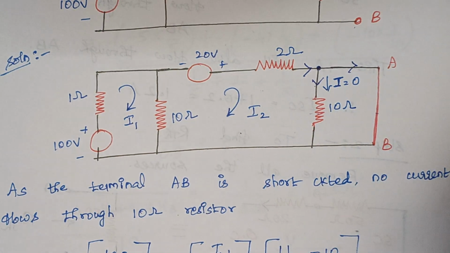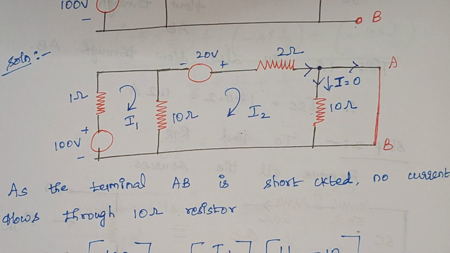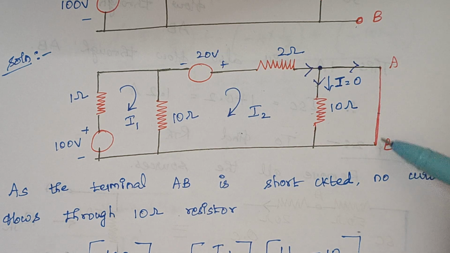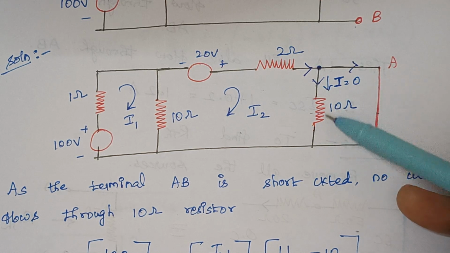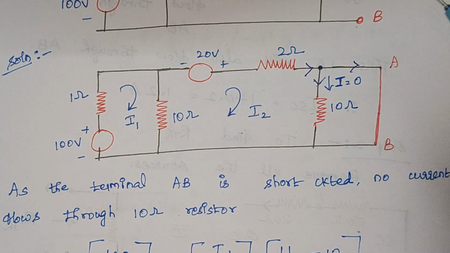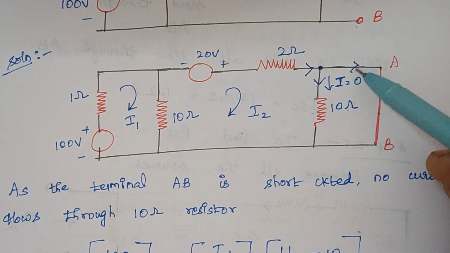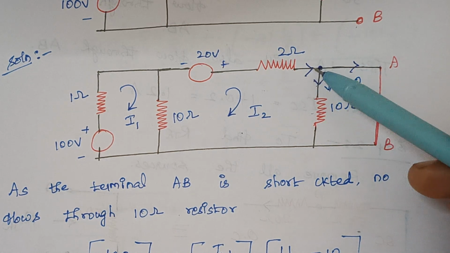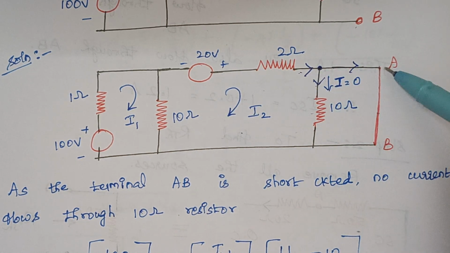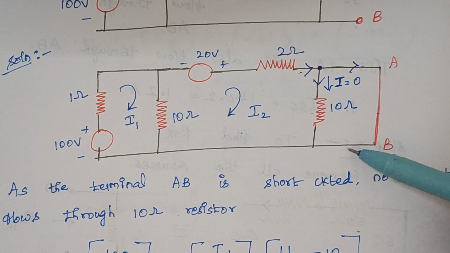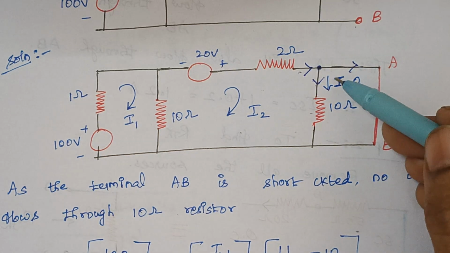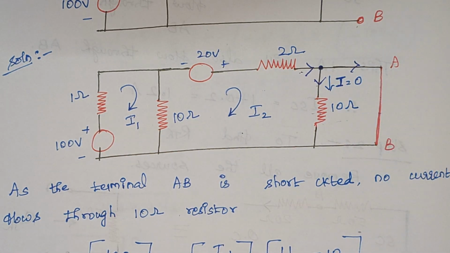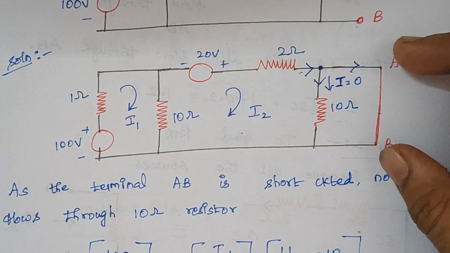Once it gets divided, the current will always select the least resistance path. Here in this path, there is no resistance, whereas here we are having a 10 ohm resistance. Therefore, the current won't get divided into two. The entire current will flow like this, through this AB, and it will again move back like this. Therefore, the current flowing through this 10 ohm resistance is 0, since we are having a short circuit path here.